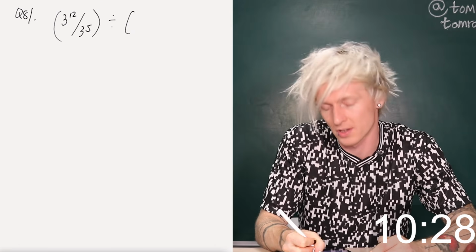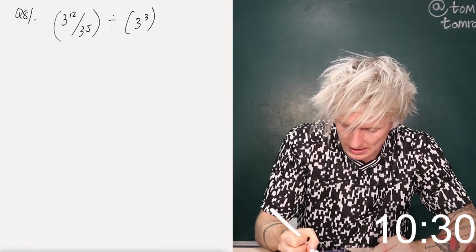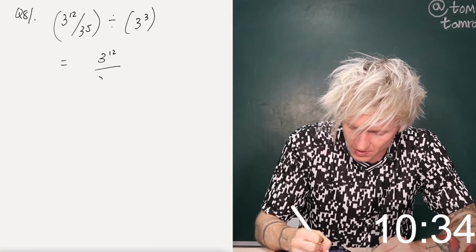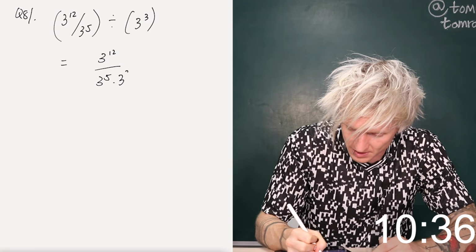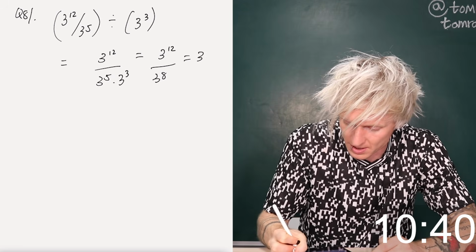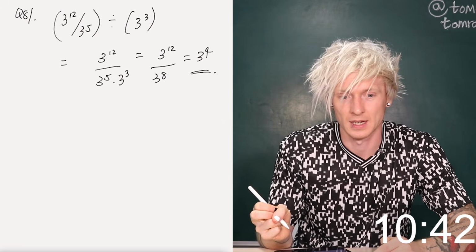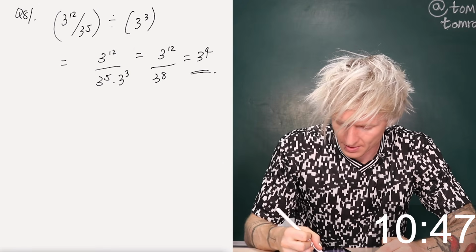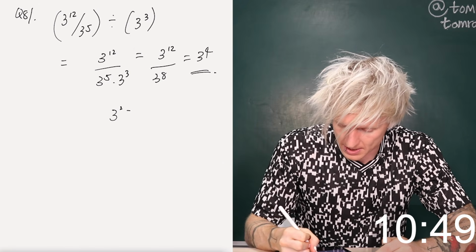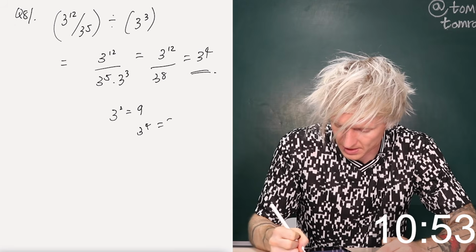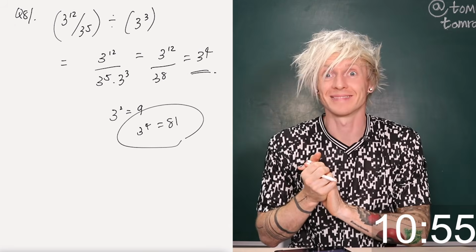So 3 squared times another 3 is going to be 3 cubed. Right, so what we've really got here is 3 to the 12 over 3 to the 5 times 3 to the 3, which is 3 to the 12 over 3 to the 8, which is 3 to the 4. Okay, probably wants it in numbers, doesn't it? So let's do that. 3 squared is 9, so 3 to the 4 is equal to 81. So the answer is 81.